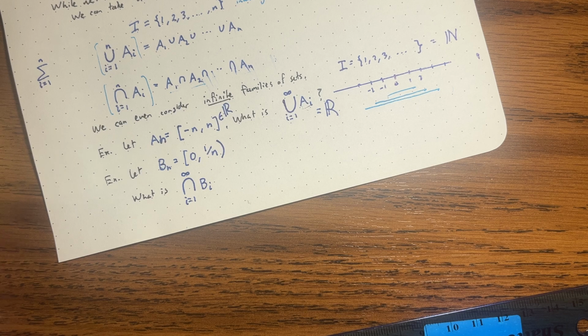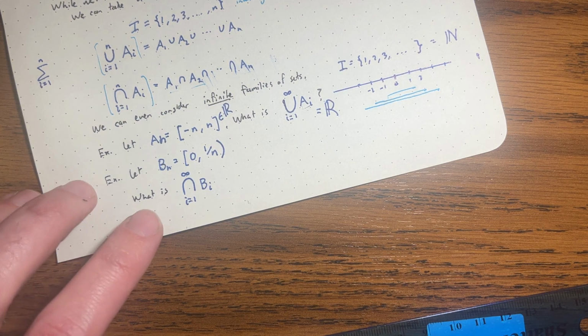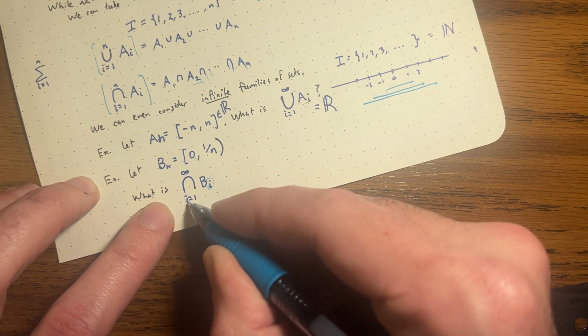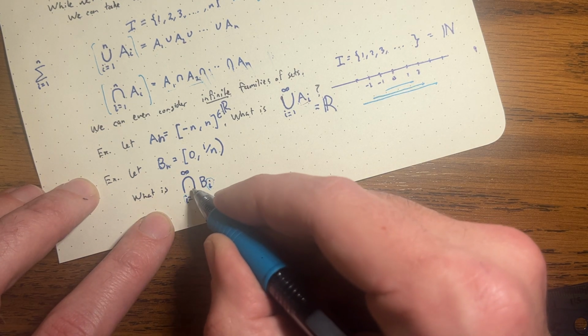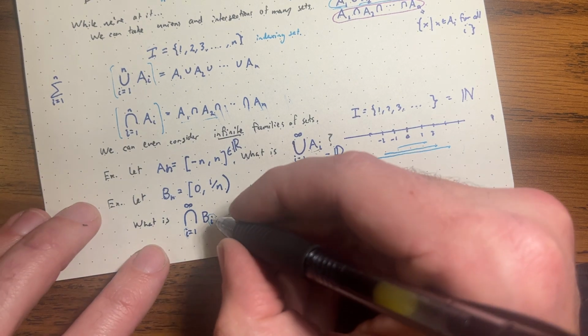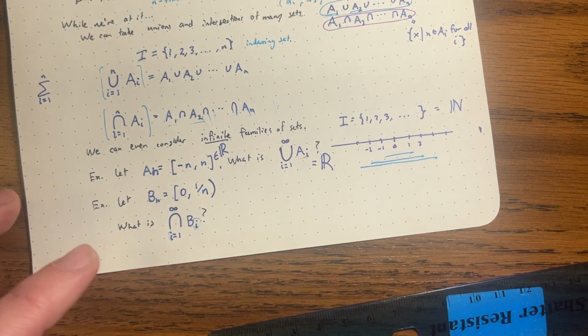All right, because I want it to be B1, then B2, then B3, so this has to match this variable. This is counting up from 1, 2, 3, 4, all the way up to infinity. So what's that set? Well, we can try to draw a picture here.